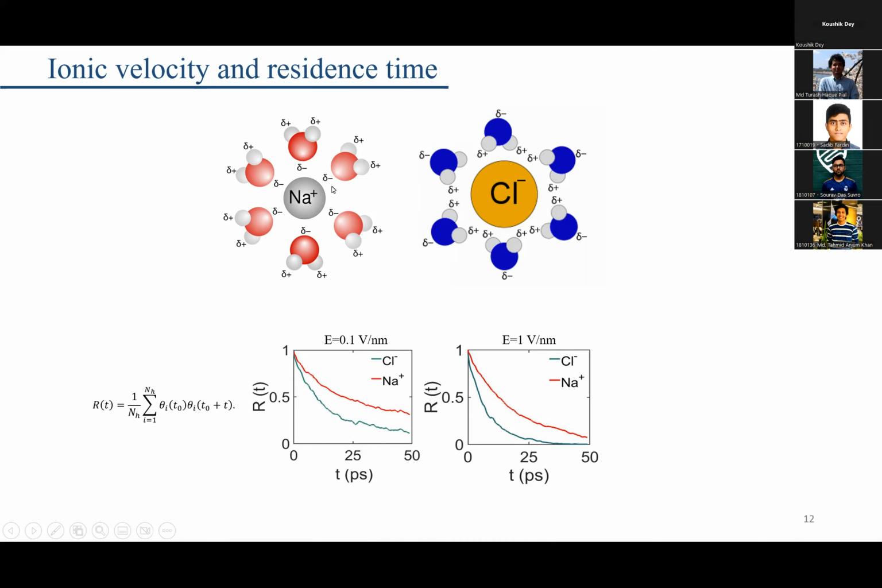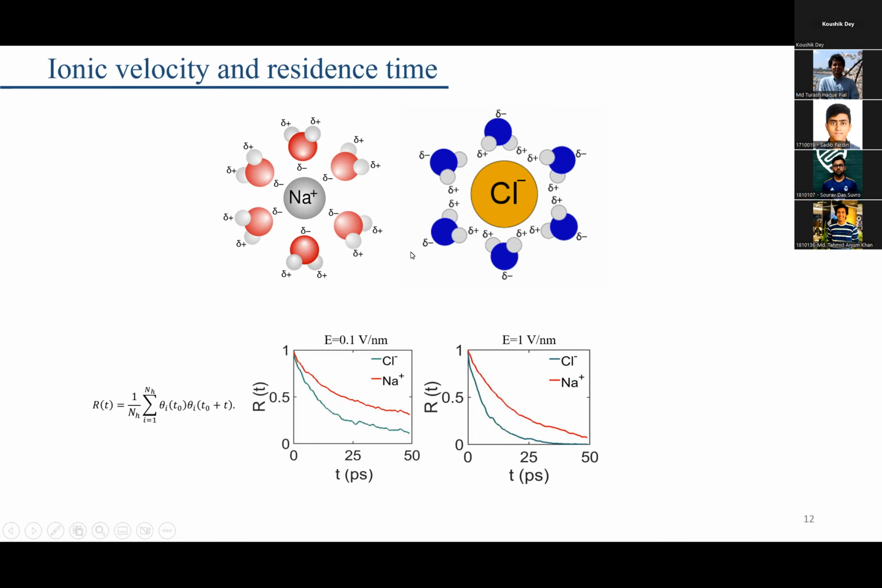So I checked how long a water stays in the solvation shell of sodium and chlorine. And I found that for sodium, the water stays in the solvation shell longer. This decaying means that water is leaving the solvation shell. This decaying is slower for sodium than chlorine for all the electric field cases. So when you have an equal number of ions in the bulk, this water can follow sodium for longer compared to chlorine.